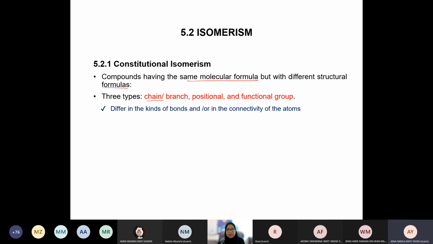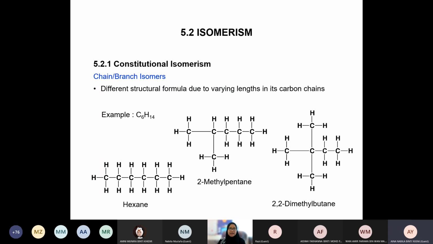Okay, as isomers. So this is an example of chain or branch isomers. The different structural formula is due to varying length in its carbon chain. For example, so this is the chemical formula. So as what I've told you earlier, previously, what the chemical formula tells us is how many atoms are in the molecule, and also the type of atom that we have in the molecule.